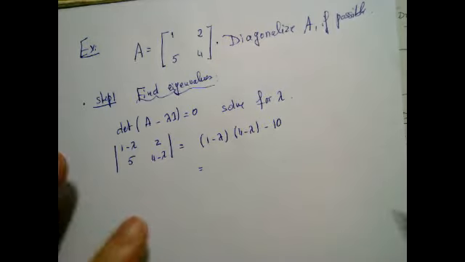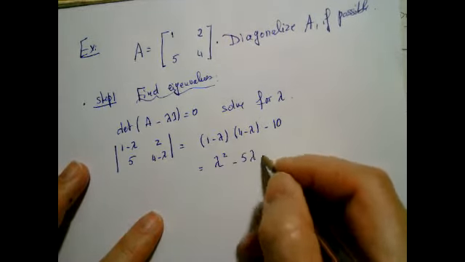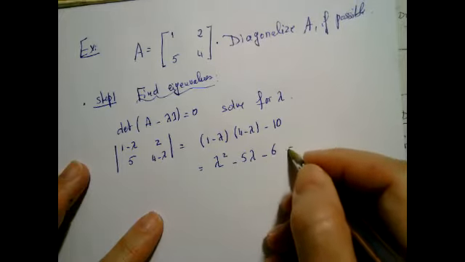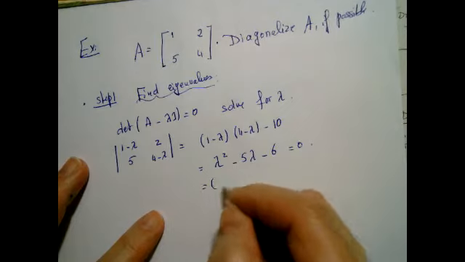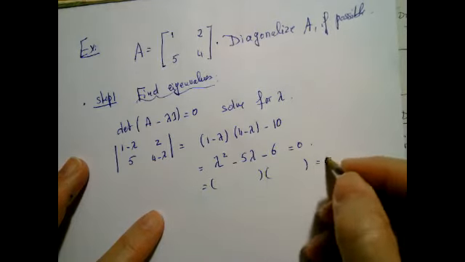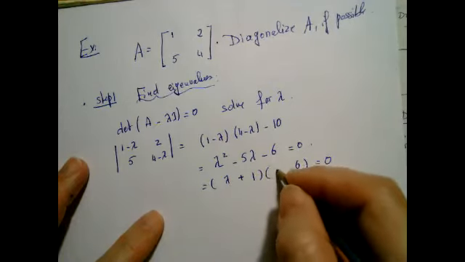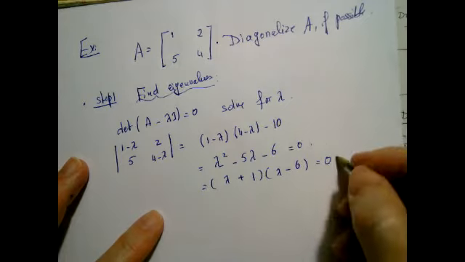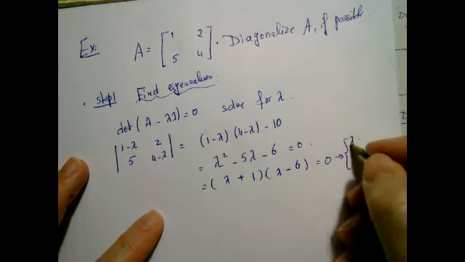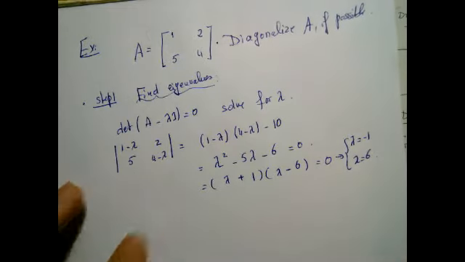Now you multiply things out, and you get lambda squared minus 5 lambda minus 6 equal to 0. Now to solve is basically to factor. So we factor, I get (lambda plus 1)(lambda minus 6). So we have 2 eigenvalues, lambda equal minus 1 and lambda equal to 6.